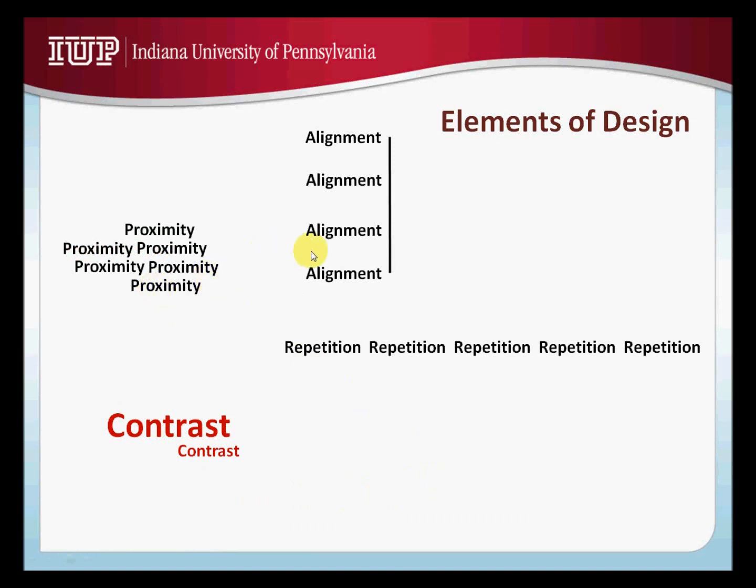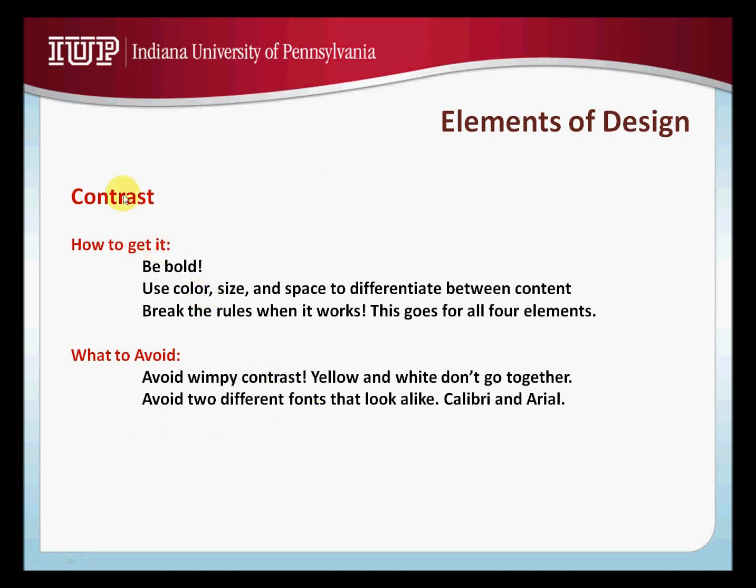We've talked about proximity, alignment, and repetition. Now let's talk about contrast. You can get contrast by being bold. Use color, size, and space to differentiate between content. Break the rules when it works. This goes for all 4 elements, by the way. So let's take a look here at contrast. This text is significantly larger than the rest of the text on the page. Notice that this text is crimson and this text is black. I'm creating contrast to set my titles apart and my headings apart.